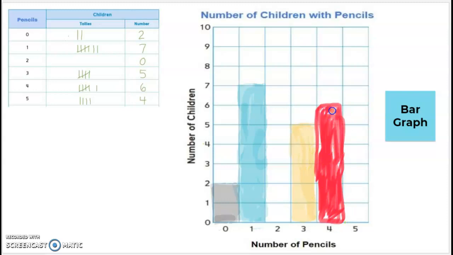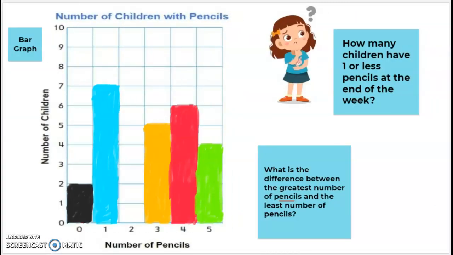And then I want to look at the next number of pencils, 5. And I can see that there are 4 children with 5 pencils. So I can go over to the number of children, 4. I'm going to make a bar across, or a line across, and fill in that bar. Alrighty. So now that my bar is all filled in, let's take a look and see if we can answer some questions. Read the bar graph, read the questions, pause the video, and try and answer them.